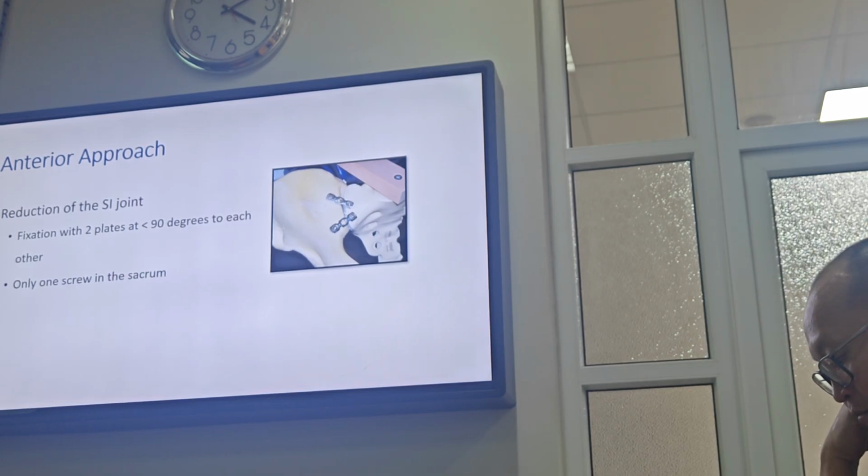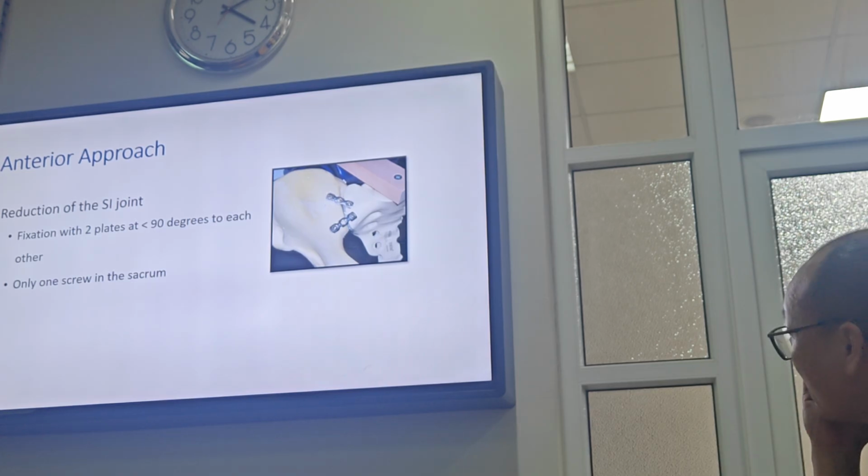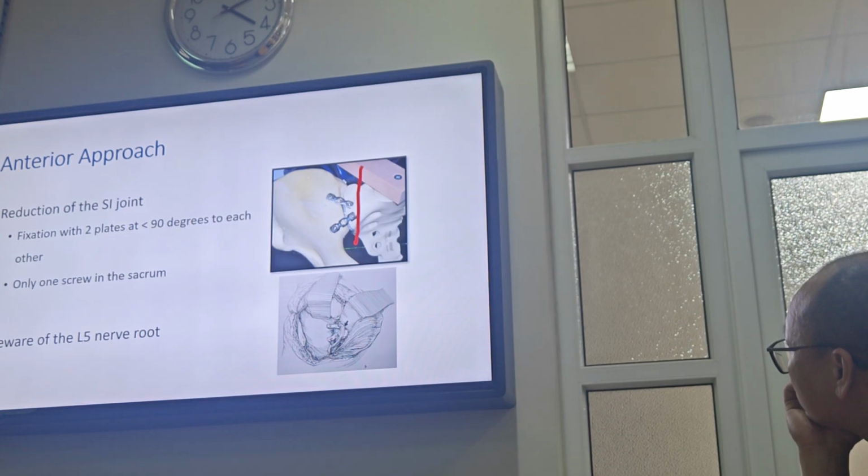This is an important thing because I see many cases where people put them parallel to each other and then it fails. As soon as the patient starts walking, they fail because it is acting as one plate. The second thing to note if you are putting this in is that only one screw goes in the sacrum.